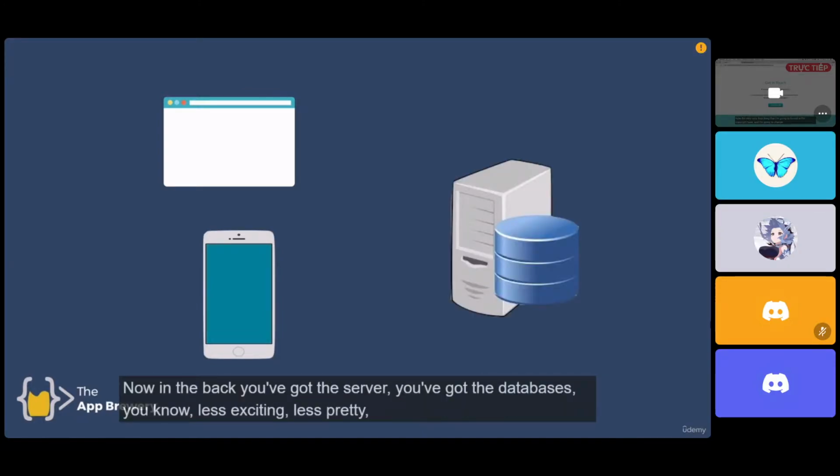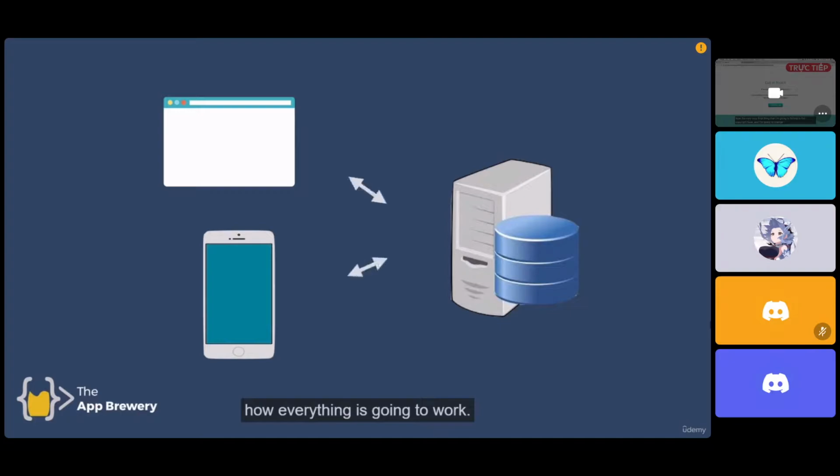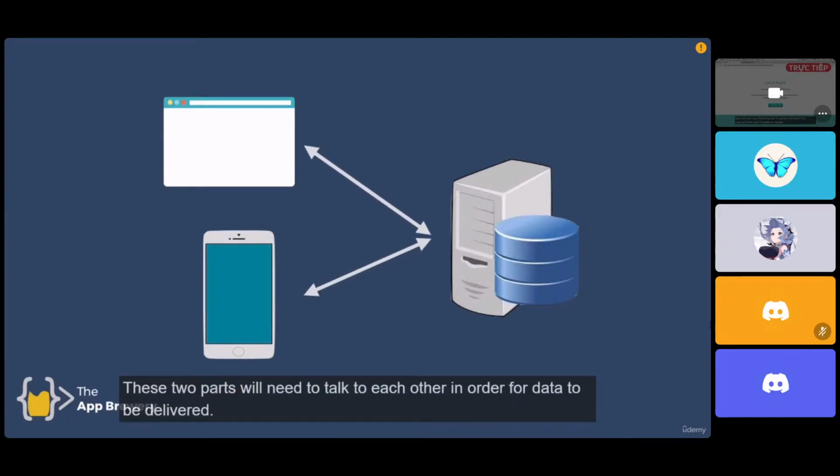So you've got the databases, probably less exciting, less pretty, but nonetheless, it's a really, really important part of any website or app because it's going to determine how everything is going to work. These two parts will need to talk to each other in order for data to be delivered. So, for example, if you're Airbnb, then in the back end, you've got your listings, you can search and query for them, and then you can deliver them to the front end, say the website or the app.